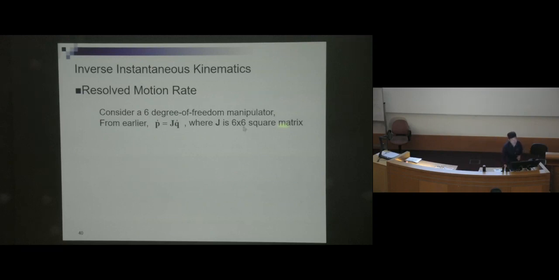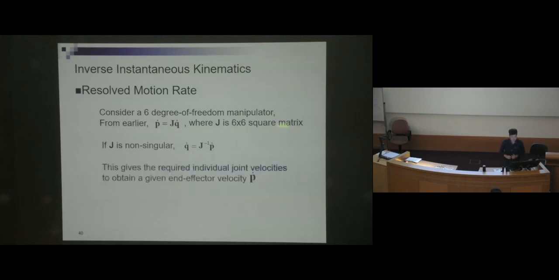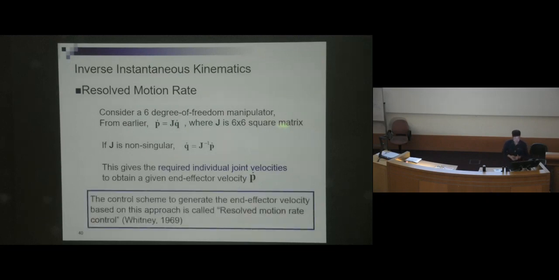So look at the inverse instantaneous kinematics. If I have a 6 degree of freedom manipulator, from earlier we have P dot equal to J Q dot. The J is a 6 by 6 square matrix. If J is not singular, then your Q dot is equal to J minus 1 P dot. Then you can actually determine the joint velocity based on your end effector velocity. So you can determine the individual joint velocity to obtain a given end effector velocity. So this is the reverse, the inverse process. The control scheme to generate the end effector velocity based on this approach is known as resolved motion rate control.